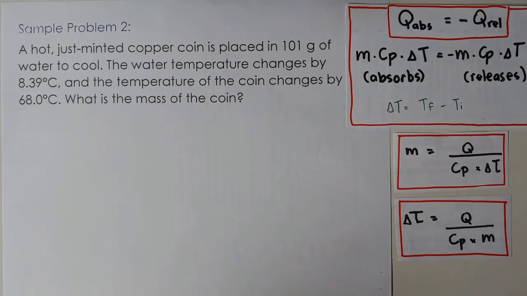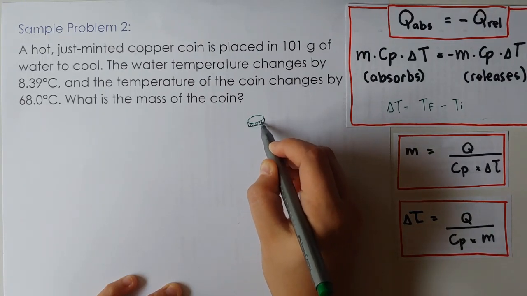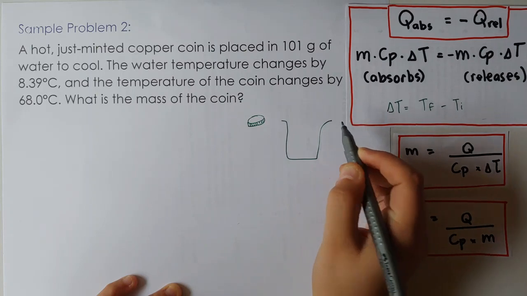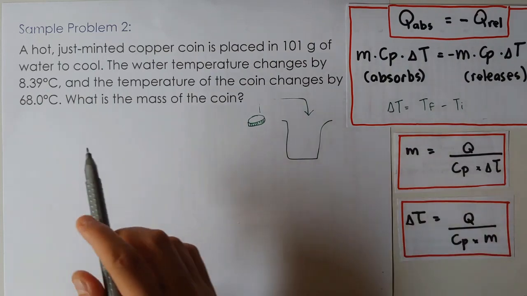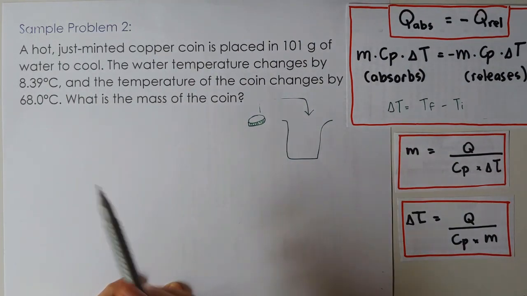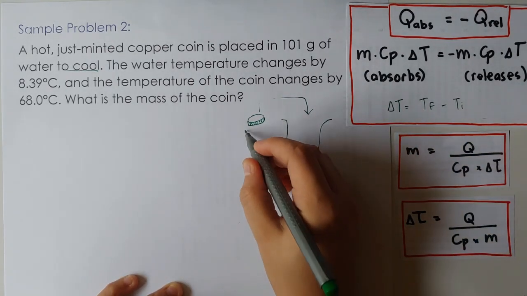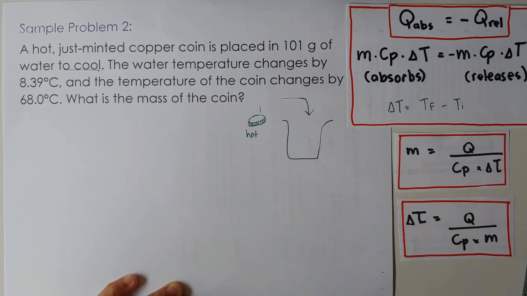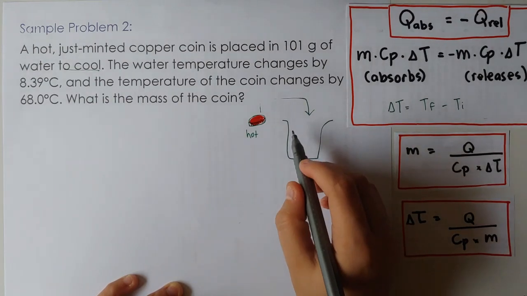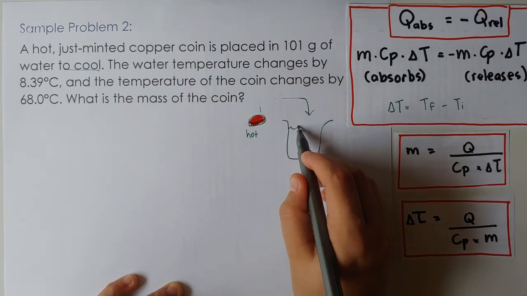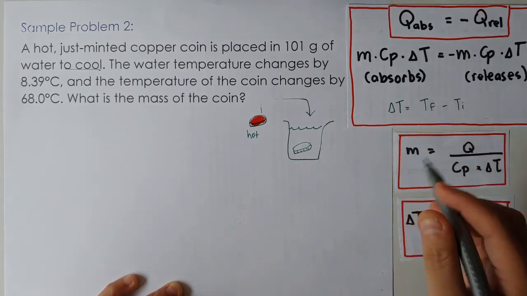Now we are talking about a situation in which a piece of metal, in this case a coin, is going to be placed into a container with water. Why? Because they want the copper coin to cool. So it means that initially the coin was hot, and after they place it in this container with water, the coin becomes cooler.